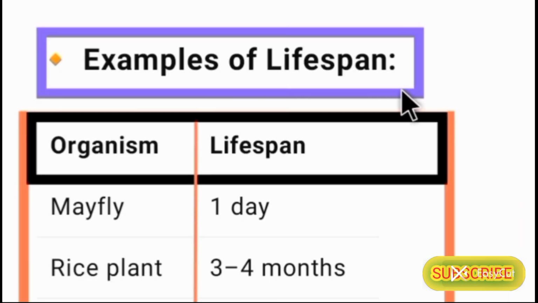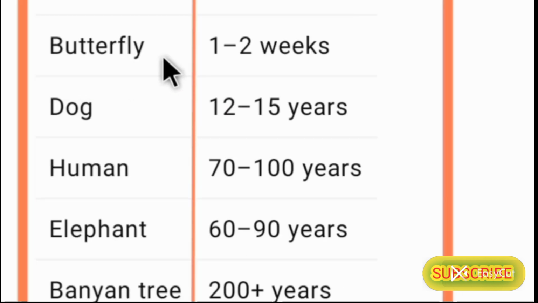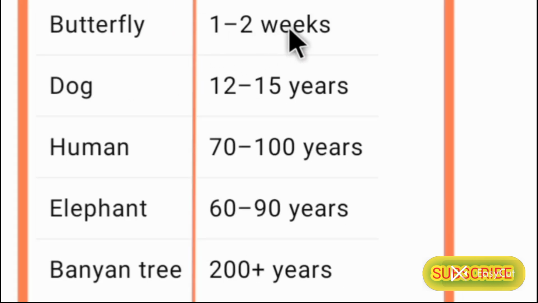Examples of lifespan. Lifespan of mayfly is 1 day. Second is rice plant. Lifespan is 3 to 4 months. Third is butterfly. Lifespan is 1 to 2 weeks. Fourth is dog. Lifespan is 12 to 15 years. Fifth is human. Lifespan is 70 to 100 years. Sixth is elephant. Lifespan is 60 to 90 years. Seventh is banyan tree. Lifespan is 200 plus years.